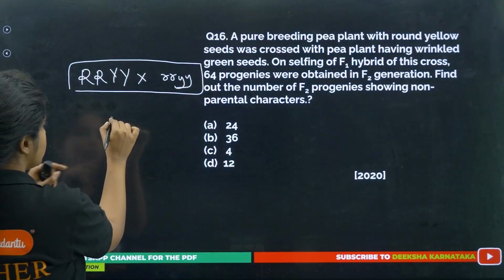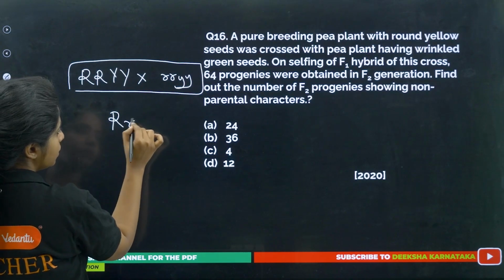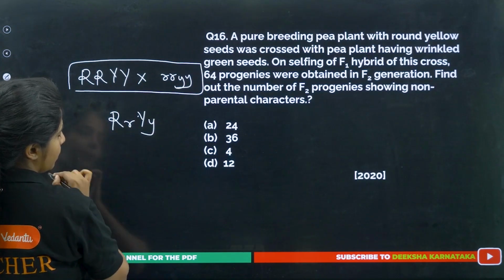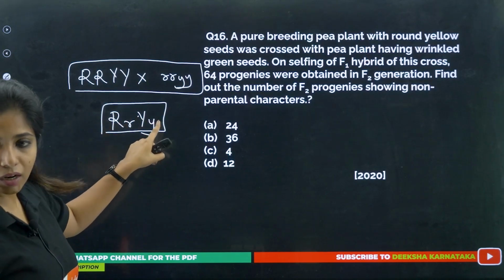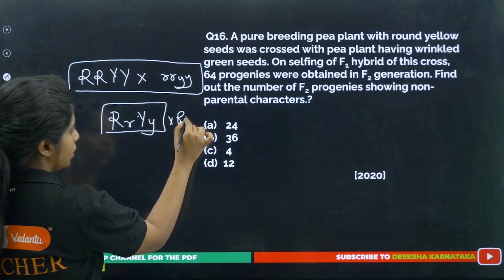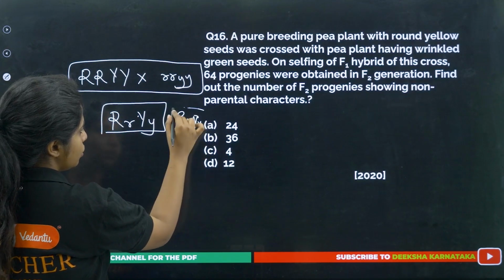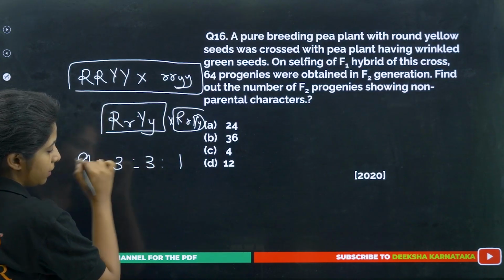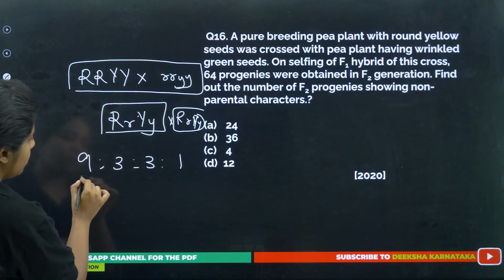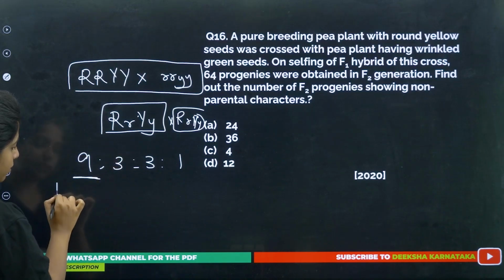So when you cross this, you get all of them to be capital R, capital Y, small y. This is round yellow, but they are heterozygous in condition, you see. Okay, and now when you self them, children, you get something like this, 9:3:3:1, where 9 ones would be round and yellow.